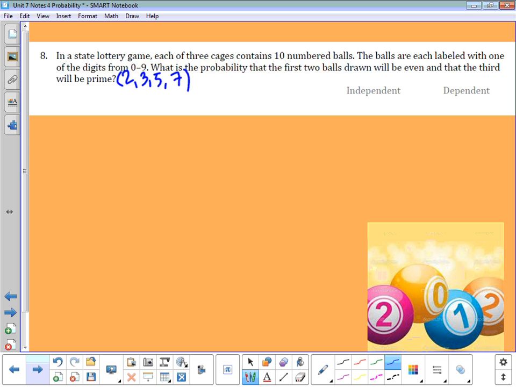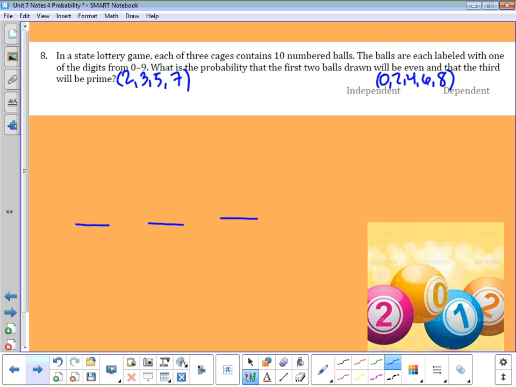The other thing I need to consider is what are the numbers that are even. Now, normally 0 doesn't fit into either category, but in this case, we're going to call 0 an even number, because if it has to be either even or odd, we're going to put it in the even category. So we've got 0, 2, 4, 6, and 8. 5 even numbers there.